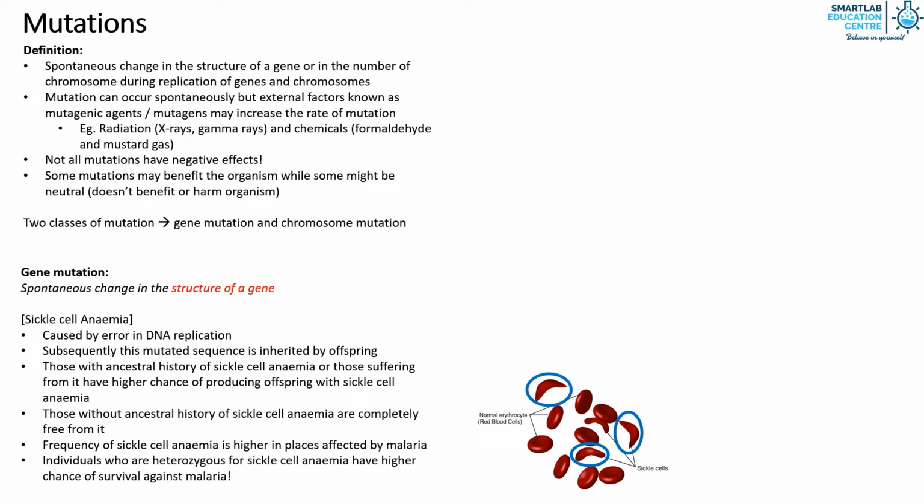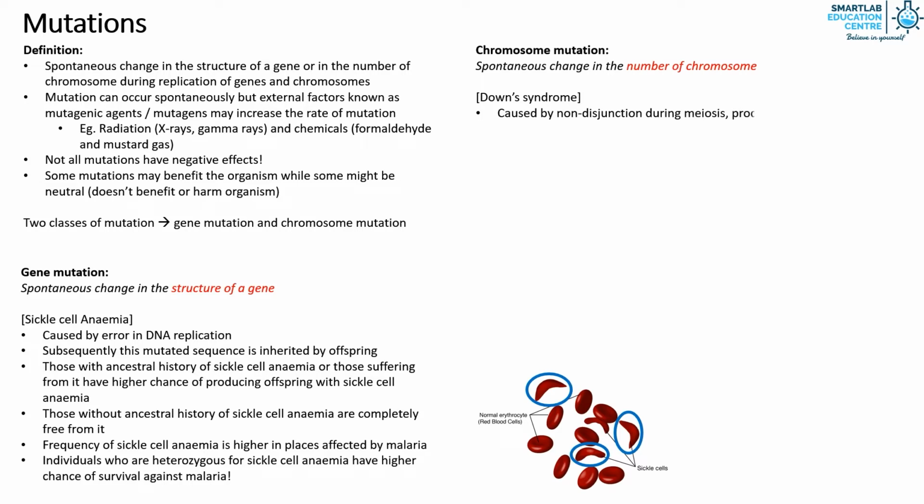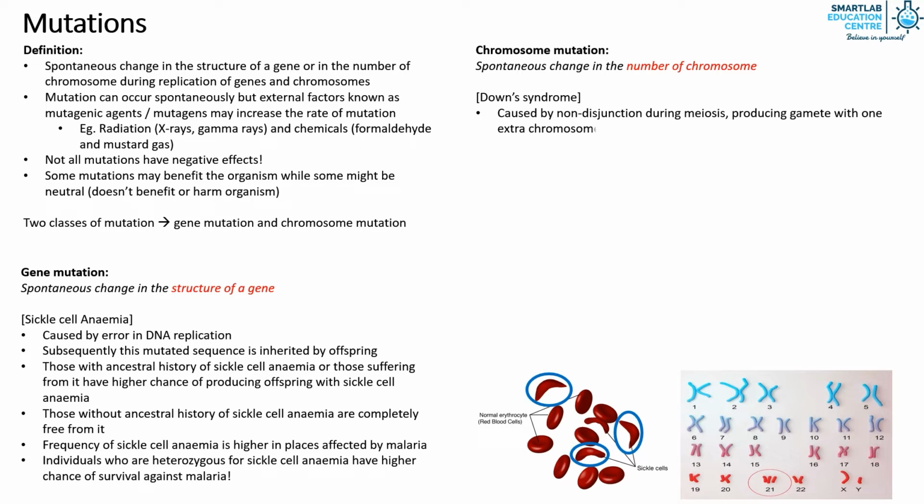Now, let's look at chromosome mutation. Chromosome mutation is the spontaneous change in the number of chromosome. We will use Down syndrome as a case study for chromosome mutation. Down syndrome is caused by a non-disjunction event during meiosis, producing a gamete with one extra chromosome 21. This results in the zygote having a total of 47 chromosomes instead of 46 chromosomes.